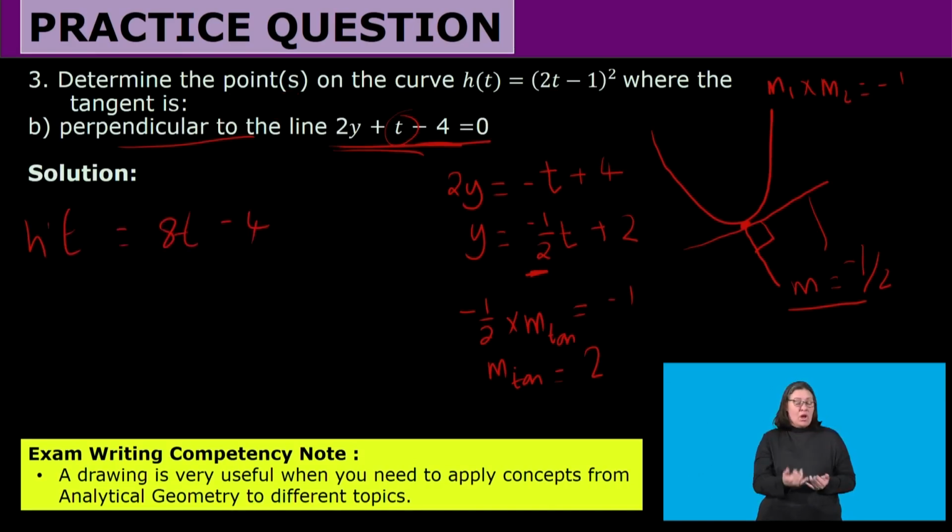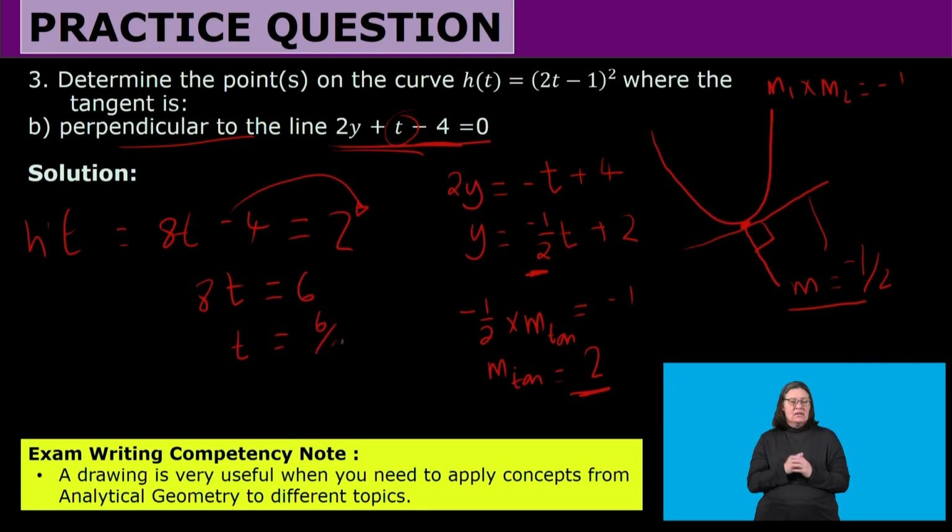Okay, so therefore we know now that this is equal to 2, because again we're trying to find the point of contact, so we're solving for t. 8t is equal to 6. We take the -4 over, it becomes positive. So t is equal to 6 over 8. Simplify that. Both of them have a common factor of 2, so I end up with 3 over 4.